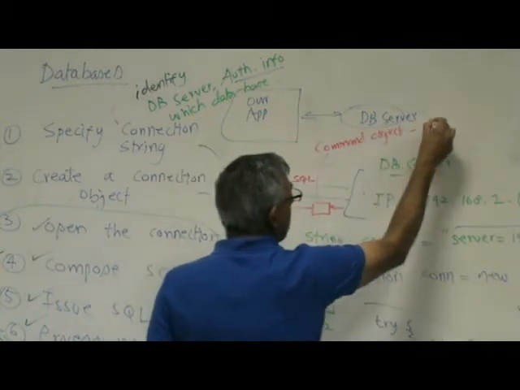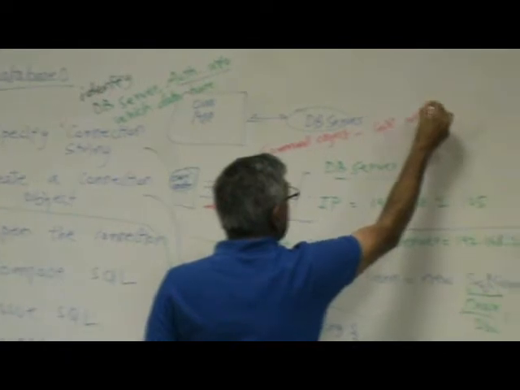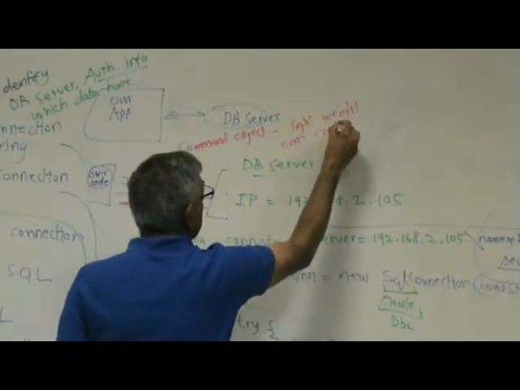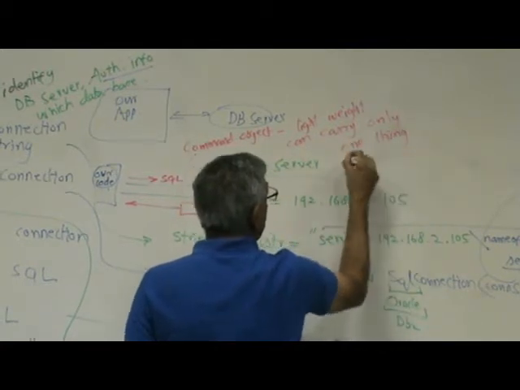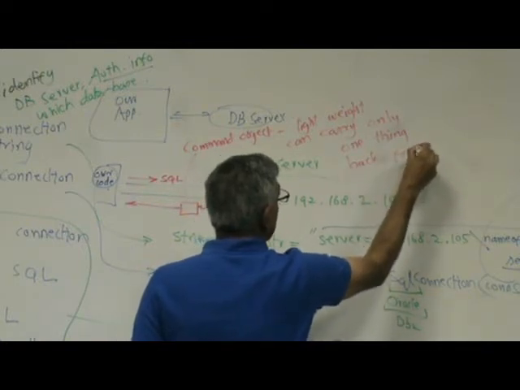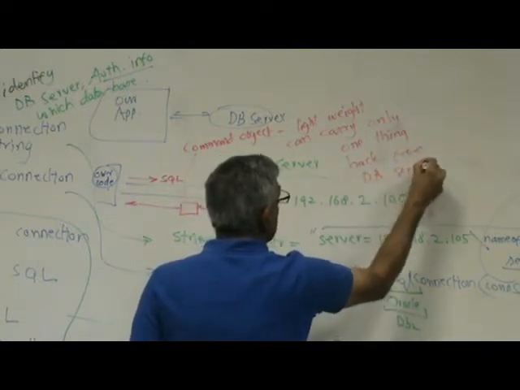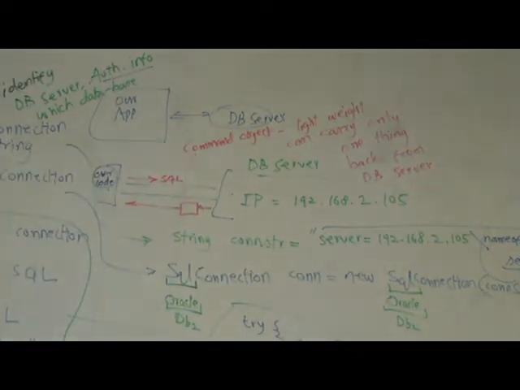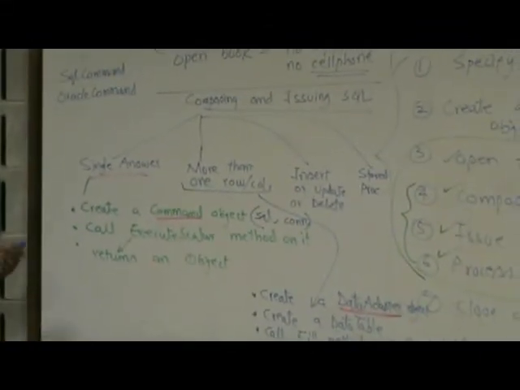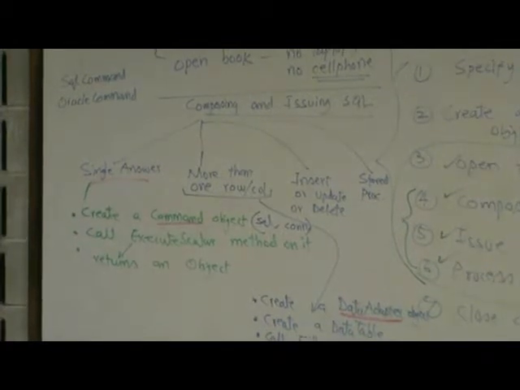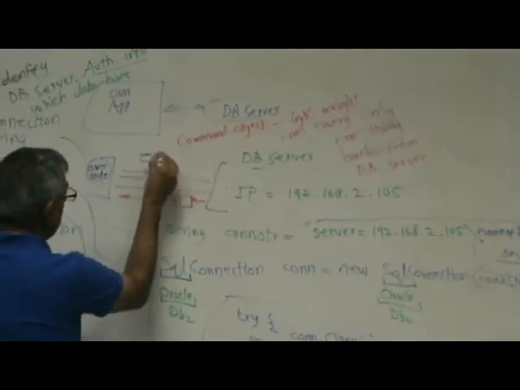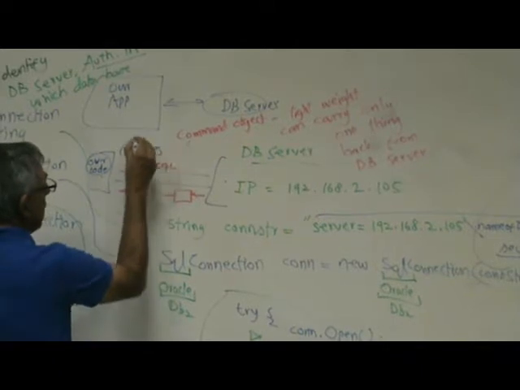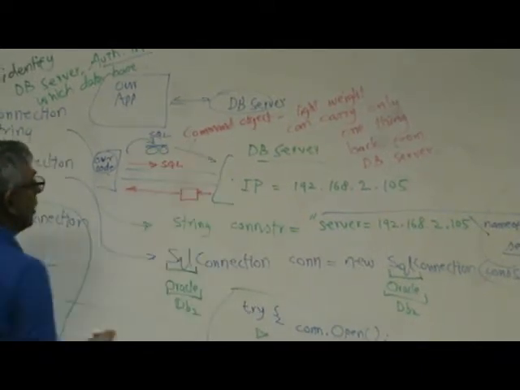Okay, it's a very lightweight object, meaning it can carry only one thing back from the database server. So that's why once we have the single answer type of situation, meaning we want to bring back just one thing back from the database server, okay? So we send a motorcycle. So motorcycle, whatever the picture is, we tell the motorcycle what SQL to carry to the database server, right?